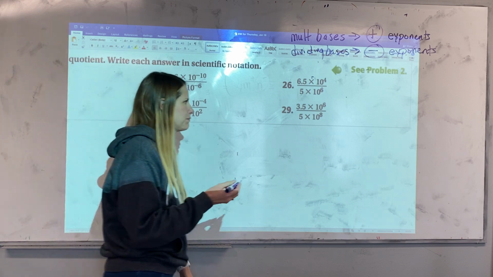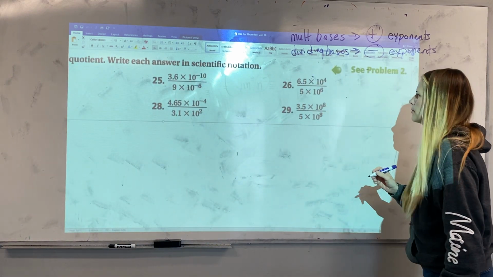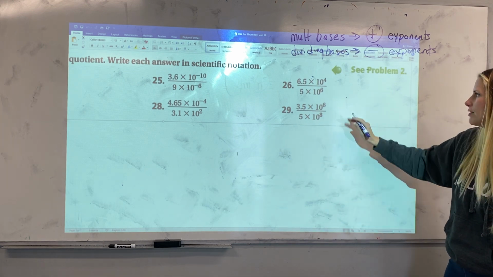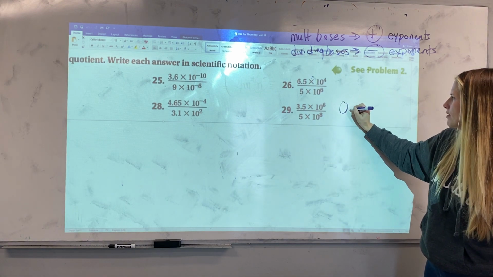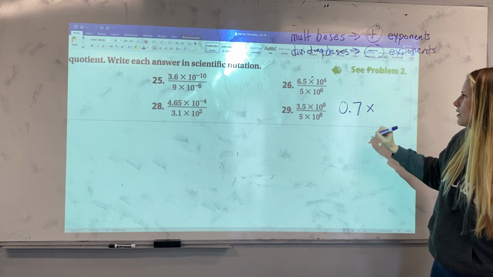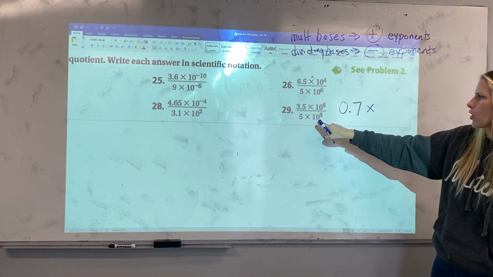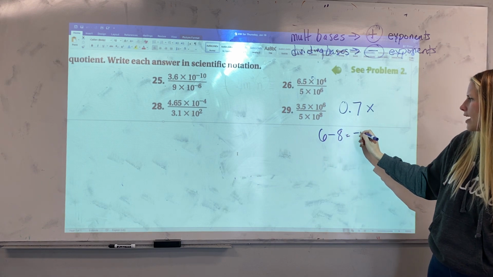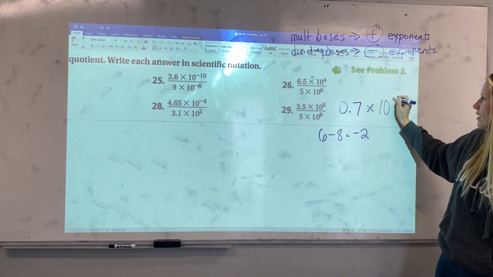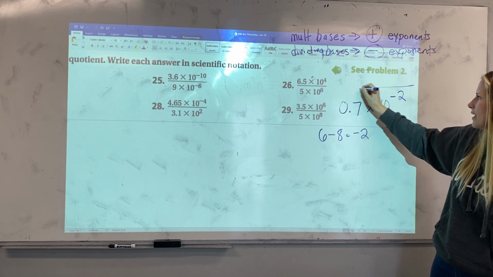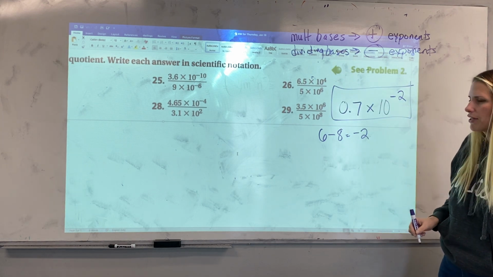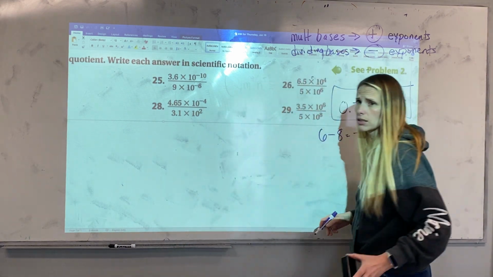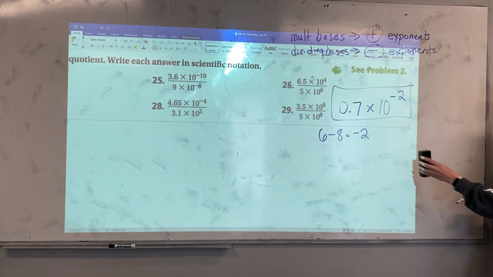Number 29. Somebody do it on your calculator. 3.5 divided by 5. 0.7 times 10 to the 6th over 10 to the 8th. 6 minus 8 would be -2, so it would be times 10 to the -2 power. Is this in proper scientific notation? No. I heard no's and yes. No, because it doesn't have one place. Good. It needs a one place.